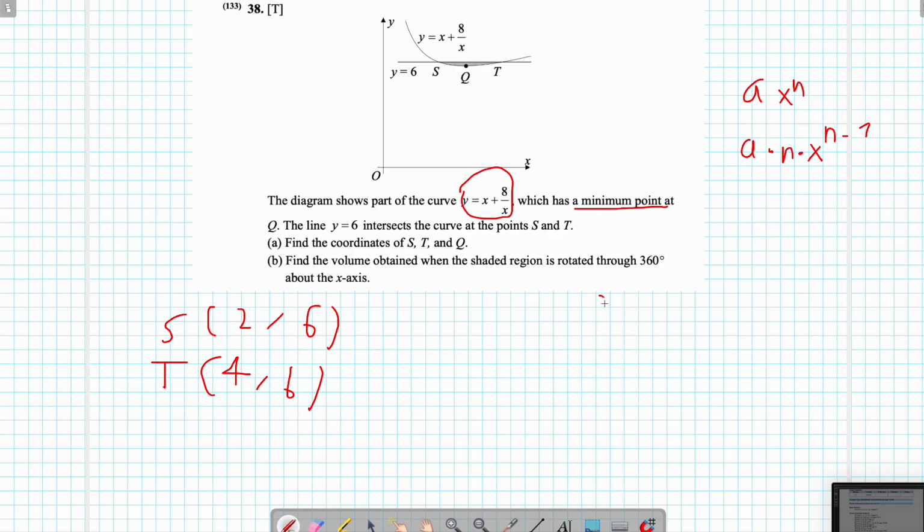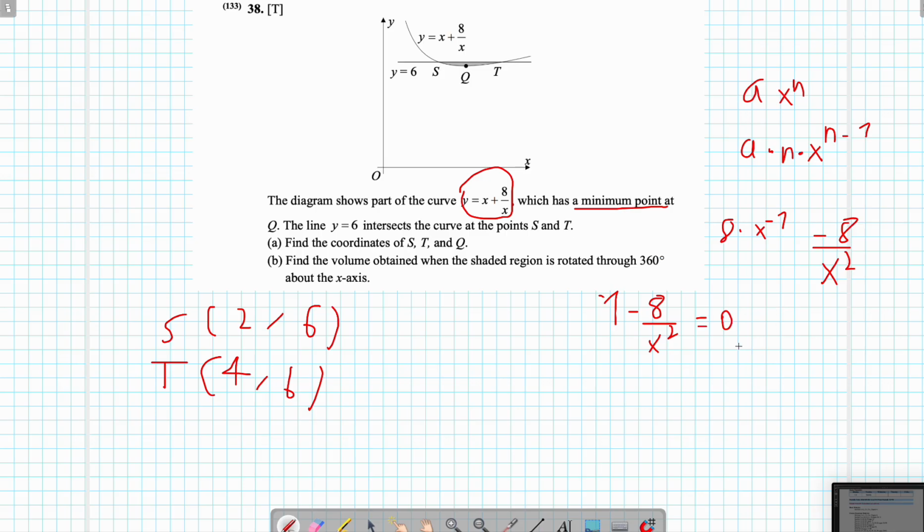Before I start, the derivative of any variable alone is 1. So 1 plus 8 times x to the negative 1. You're going to get negative 8 over x squared. So 1 minus 8 over x squared is equal to 0.